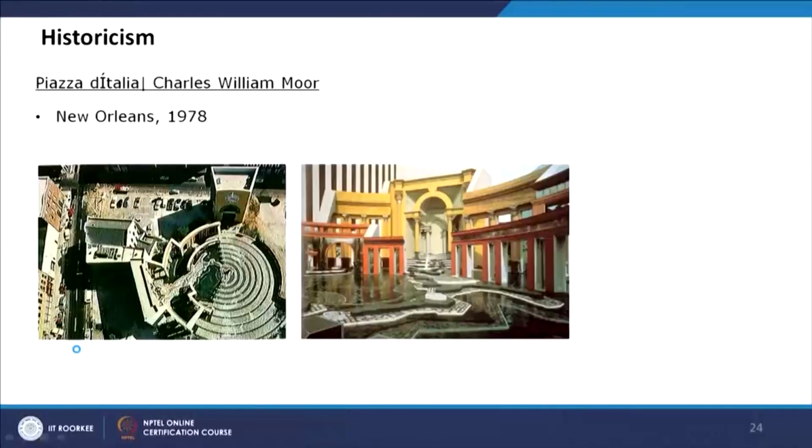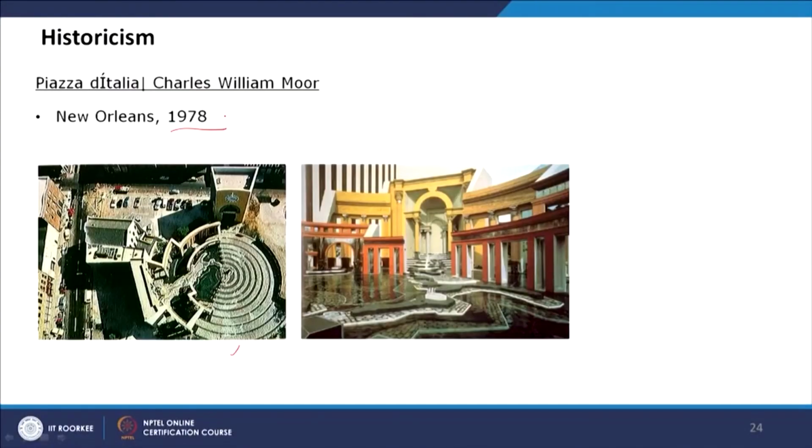Now there's another example, Piazza d'Italia by Charles William Moore, which we were discussing during the class on the difference between modern and postmodern. If you look at the plan, this is a Google Earth image. If you look from the top, you see a lot of eclectic depiction of Italian elements. This was designed in the USA in 1978, at the beginning of the postmodern era, and a lot of elements from Italy are translated into the architecture of this place.